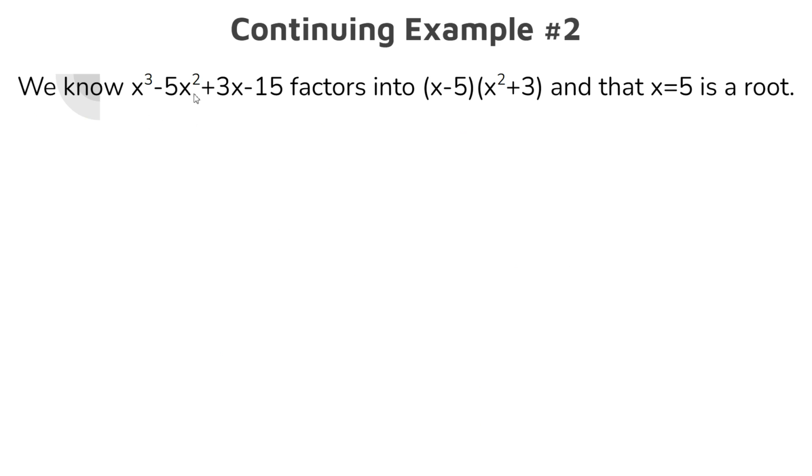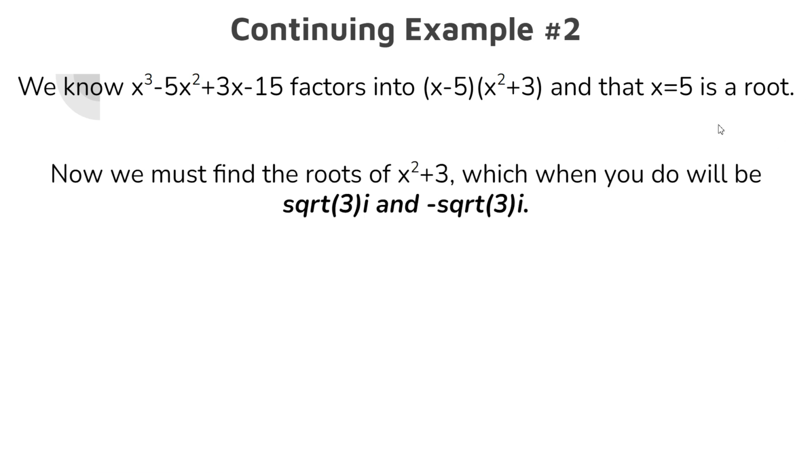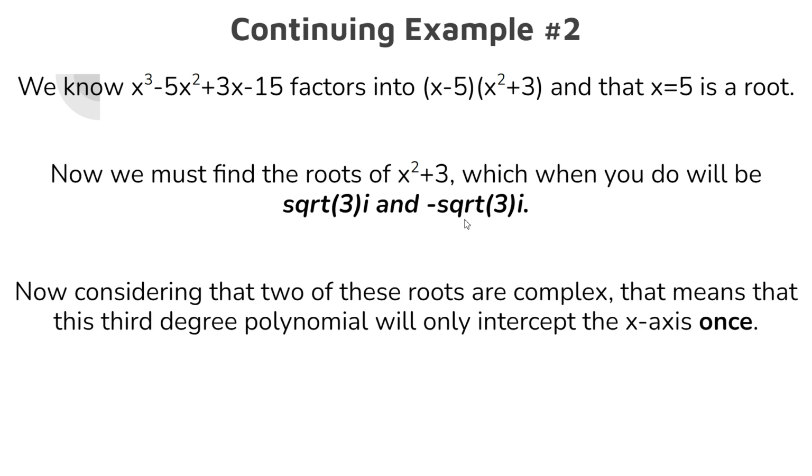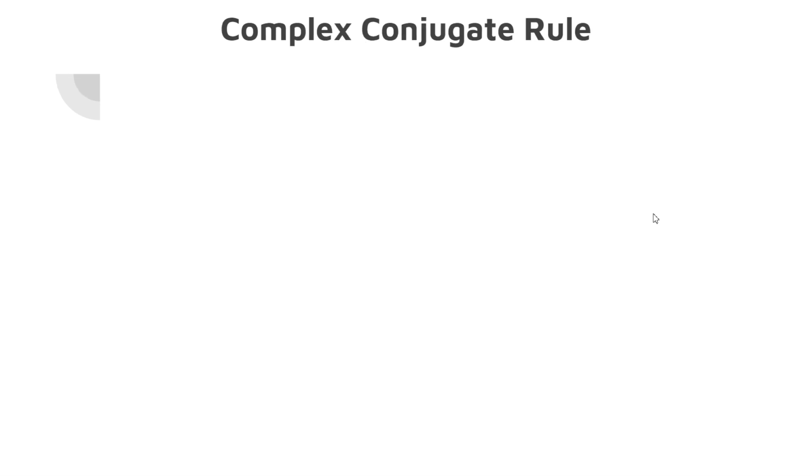Continuing the example, so we know our cubic here factors into x minus 5 times x squared plus 3, and that x equals 5 is a root. So to find the remaining roots, I used our quadratic formula. Do whatever you want. When you find the roots of it, no matter how, you'll get root 3i and negative root 3i. Now, considering two of these roots are complex, remember, that means that this third degree polynomial will only intercept the x-axis once, and that will be at x equals 5.